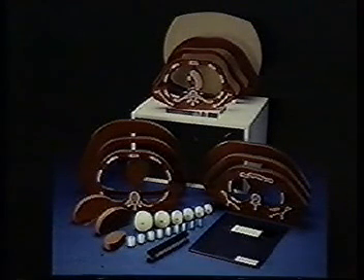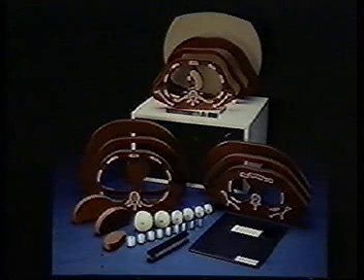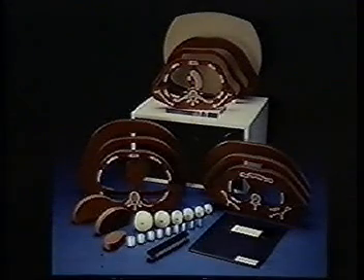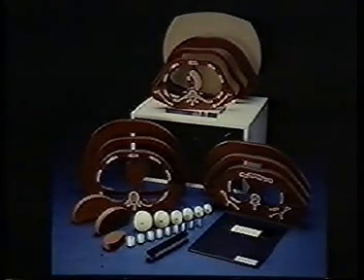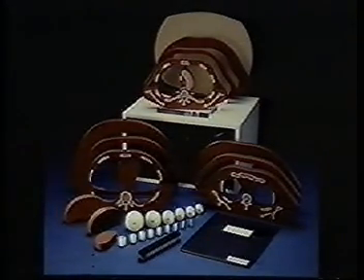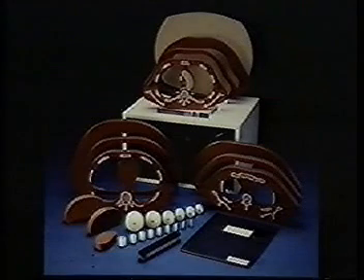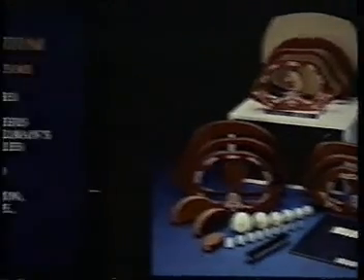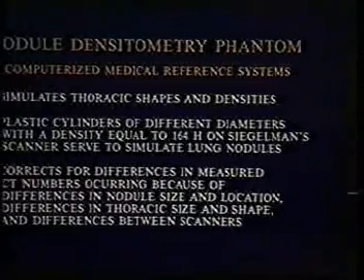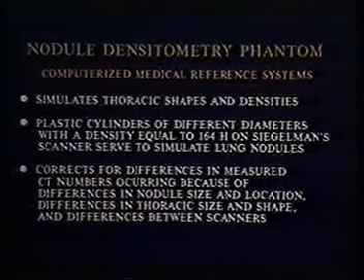And plastic cylinders are included with this phantom that have different diameters and have a density that is equal to 164 Hounsfield units on Siegelman's scanner. And these serve to simulate lung nodules. Now, this phantom was reported as valuable because it corrects for differences in measured CT numbers occurring because of differences in nodule size and location, differences in thoracic size and shape, and differences between scanners.